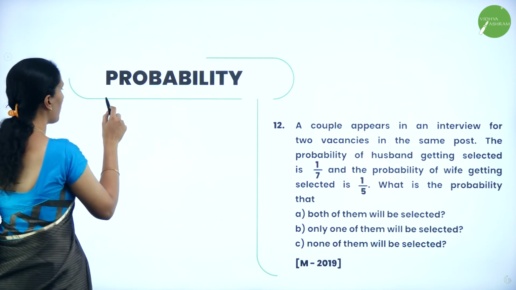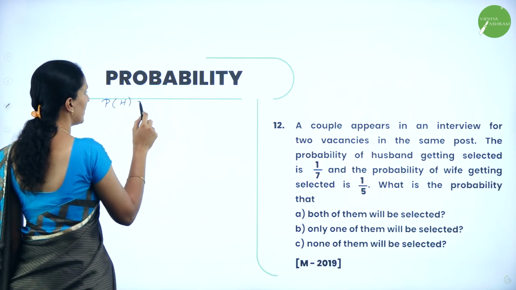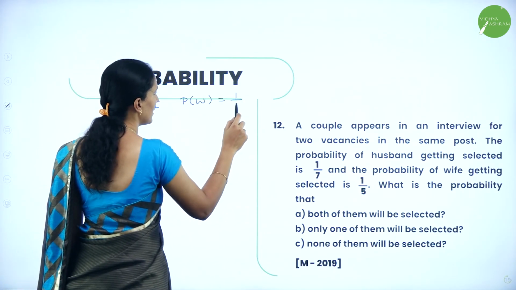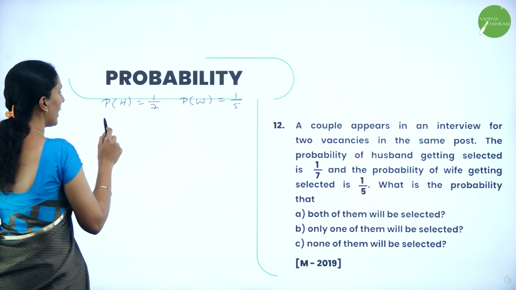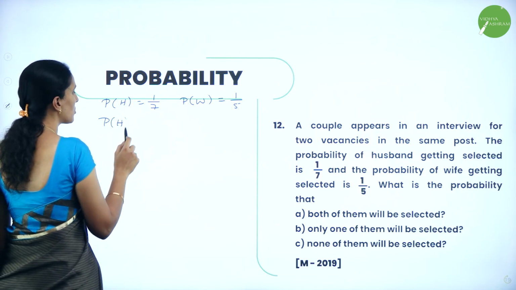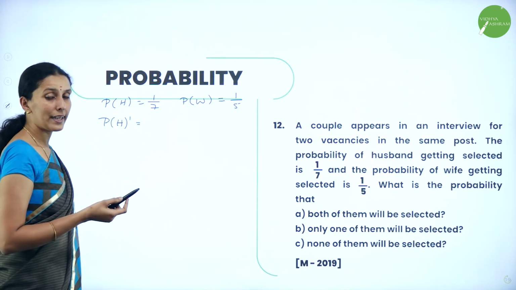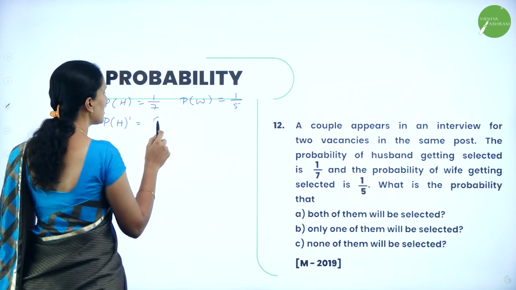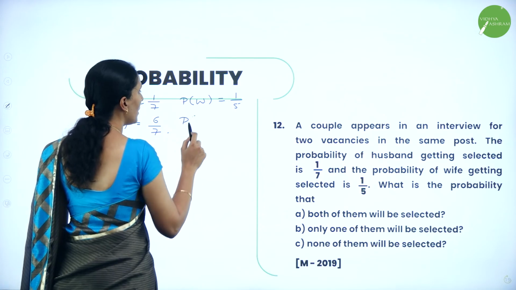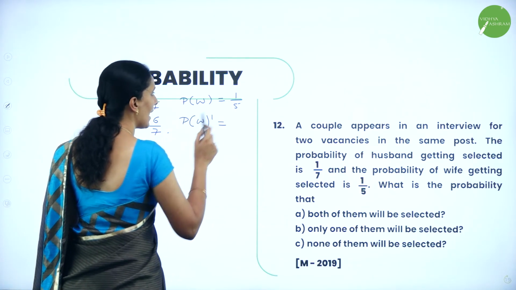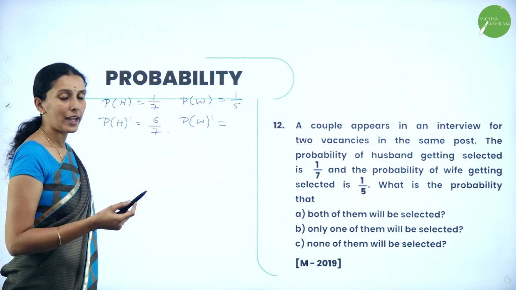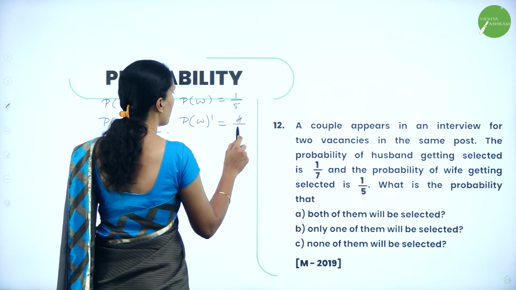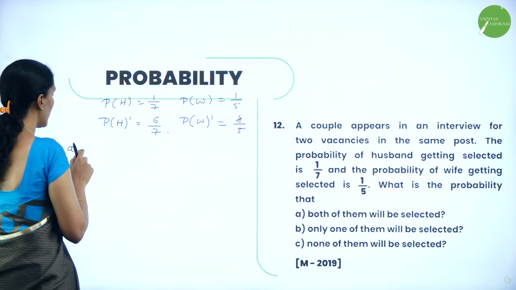Let's take the probability of the husband getting selected, P(H), as 1/7. The probability of the wife getting selected, P(W), is 1/5. Next, the probability of H dash, the husband not getting selected, is 1 minus 1/7, which becomes 6/7. And the probability of the wife not getting selected is 1 minus 1/5, which becomes 4/5. Now let's answer the questions.